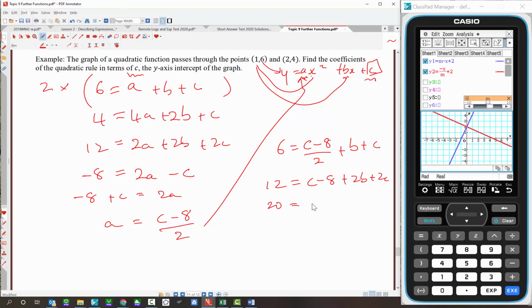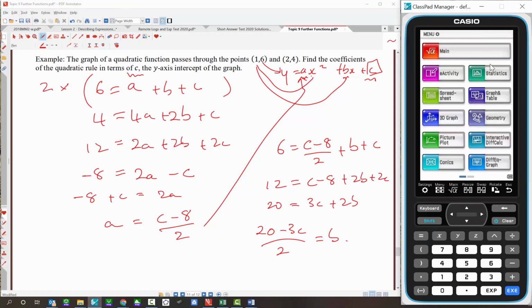20 equals 3c plus 2b. What am I making it in terms of? c. So that's going to be 20 take 3c all over 2 equals b. All right, so there is my b. It is 20 take 3c all over 2. All right, probably can do that on the calculator as well. So let's try that out and see what it says.